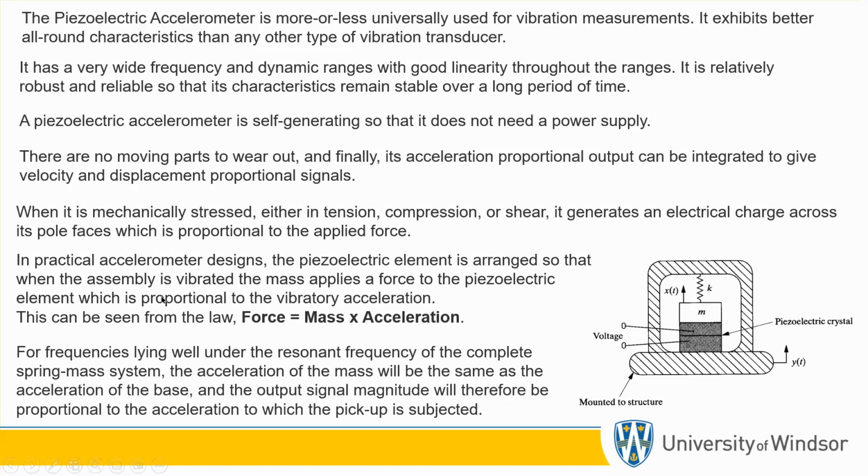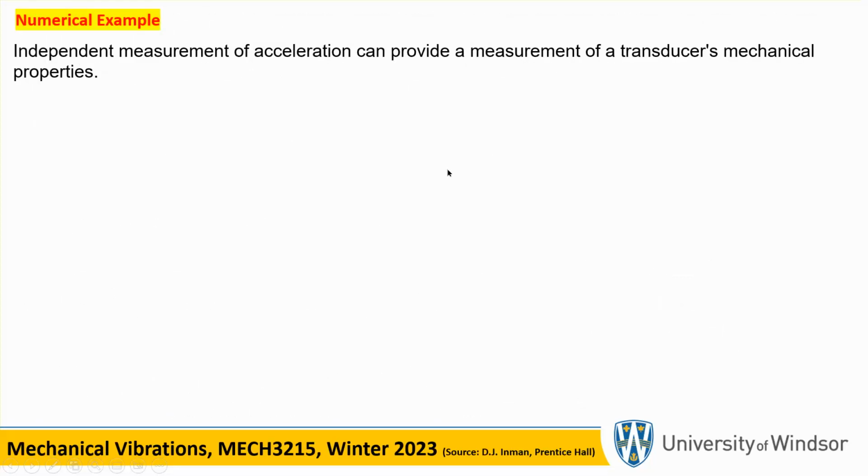So for frequencies lying well under the resonant frequency of the complete mass-spring system, the acceleration of the mass will be the same as the acceleration of the base. Okay, that's obvious. And the output signal magnitude will be proportional to the acceleration to which the pickup is subjected. This is something that we have already discussed mathematically. So measured acceleration over true acceleration was equal to that expression, 1 over the square root of... Okay, let's do some examples here.